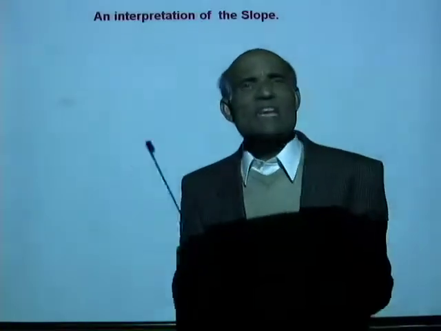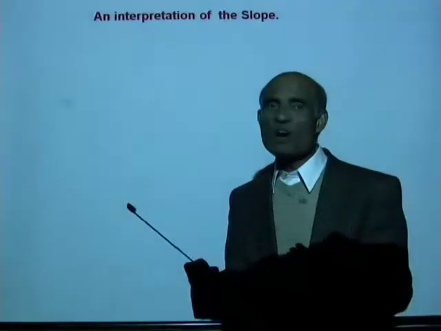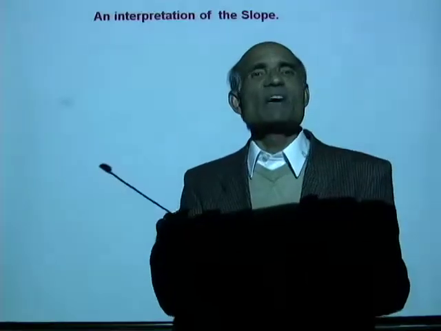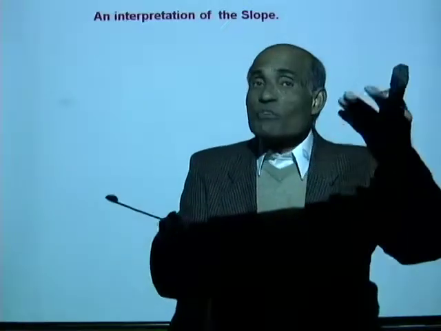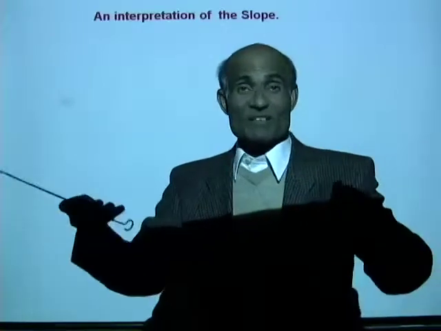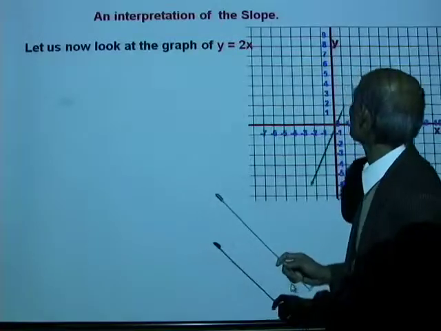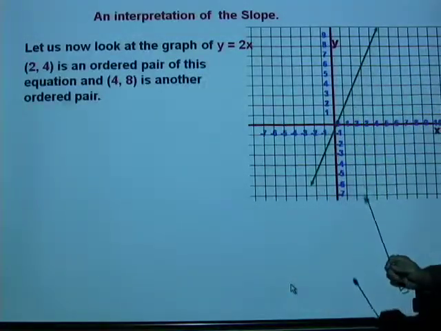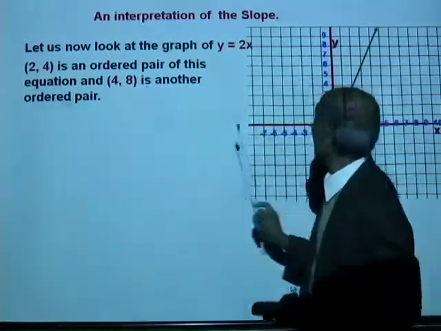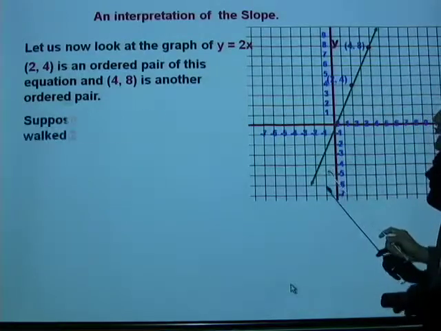Let's now look at an interpretation of the slope. By now you know what slope actually means. Slope is a measure of the rate of change of the function value with respect to the input. That's how you must understand the slope. Let's look at the graph of y equal to 2x. This is the graph of y equal to 2x. And we talked about (2, 4) and (4, 8) as ordered pairs. That's (2, 4), that's (4, 8).